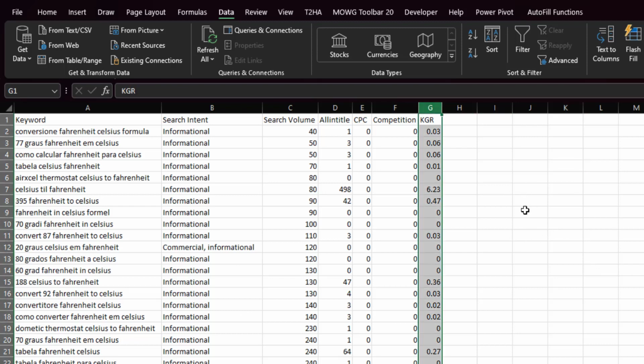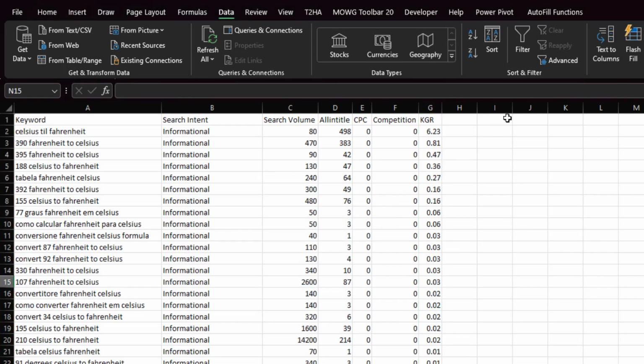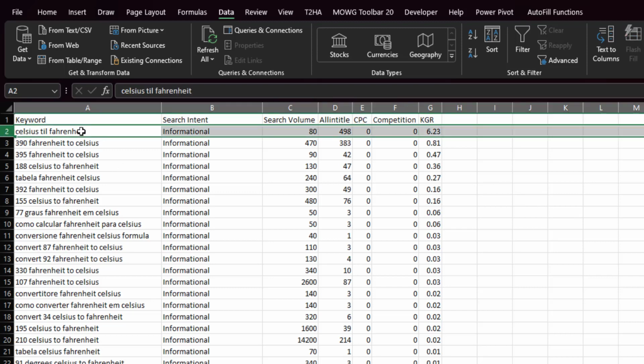All right, finally, keyword golden ratio. Let me see. Sort. Okay. There's only a high of 6 where there's, okay, search volume of 80, but that's the demand. 80 is the demand, but there's 500. That's the supply. Okay, way too much supply for the demand. So this is something I may as well just get rid of, and that's Celsius to Fahrenheit.